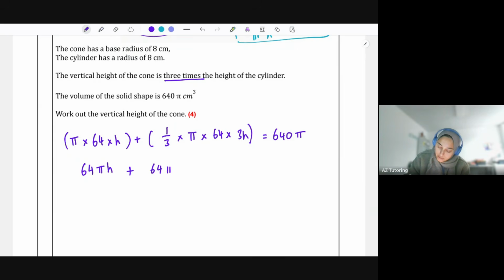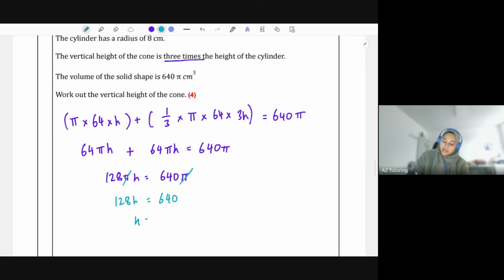64 pi h equals 640 pi. We can combine these two together. 64 add 64 gives us 128 pi h equals 640 pi. I can cancel pi from both sides. So I'm left with just 128h equals 640. And then to get h by itself, I'm just going to divide the other side by 128. So 640 divided by 128 gives me 5.